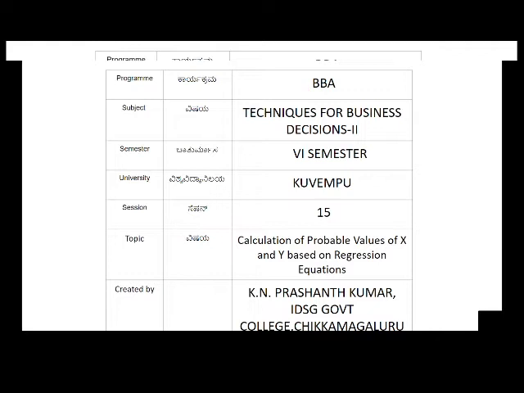In this session, we will discuss the topic: calculation of probable values of x and y based on equations, that means x on y equations and y on x equations. In the previous sessions, we discussed the meaning of correlation, regressions, the difference between correlation and regressions, regression coefficients, and regression equations x on y and y on x. Today in this session, we will solve problems on expected probable values.